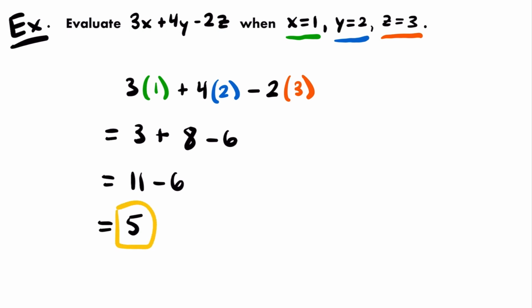That is the value of this variable expression when these are the values of its variables. Okay, so it's very important that when you evaluate a variable expression that you keep track of what variables are equal to what and where those variables are in your expression. You do not want to plug in the wrong number or the wrong value for the wrong variable, okay? X is 1, Y is 2, Z is 3. Try not to mix those up. Let's take a look at another example.